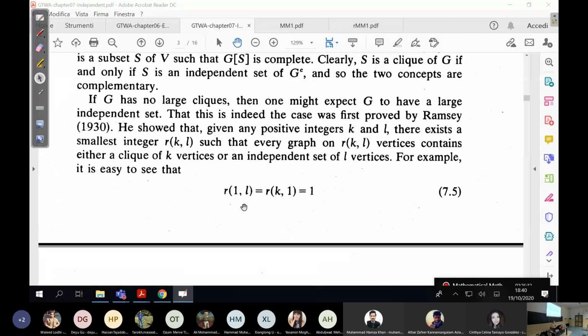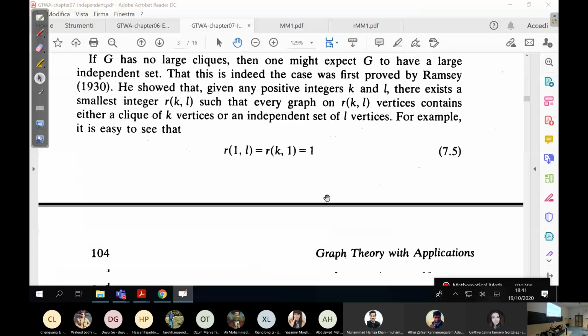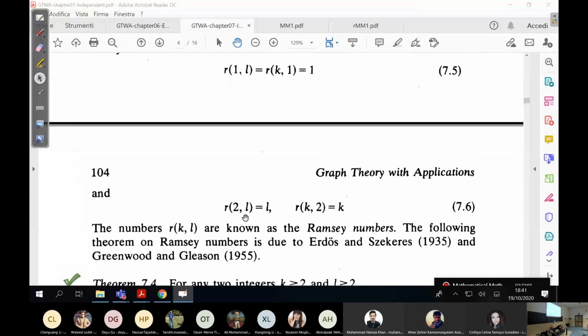Meaning that when you have any graph with at least one vertex, surely you have a clique of 1. A clique of 1 is one vertex by itself. And surely you have an independent set of 1, because a set of 1 vertex is always independent. So this is a rather stupid thing, but of course, as always in mathematics, the first steps are rather silly. The next ones are a little bit more interesting.